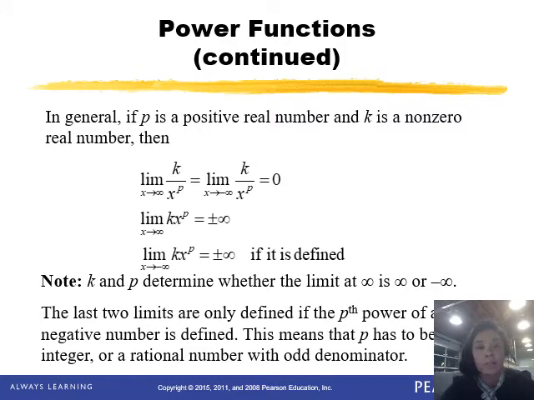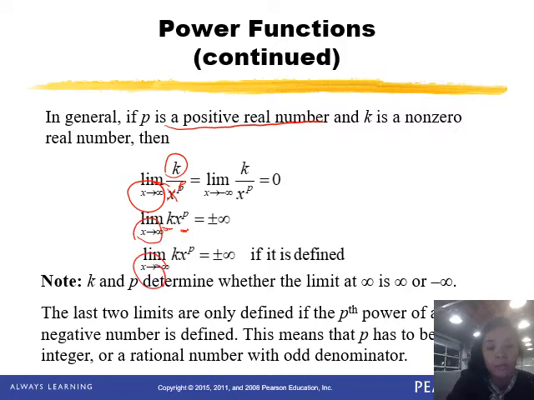So power functions in general: if p is a positive real number and k is a non-zero number, then the limit as x approaches infinity of some number k over the function x to the p is equal to 0. And for some number k times x to some value p, as x approaches positive infinity or negative infinity, again, you have plus or minus infinity depending on what that function looks like.